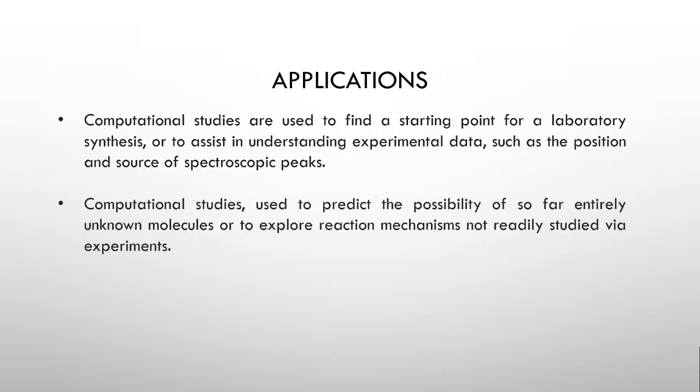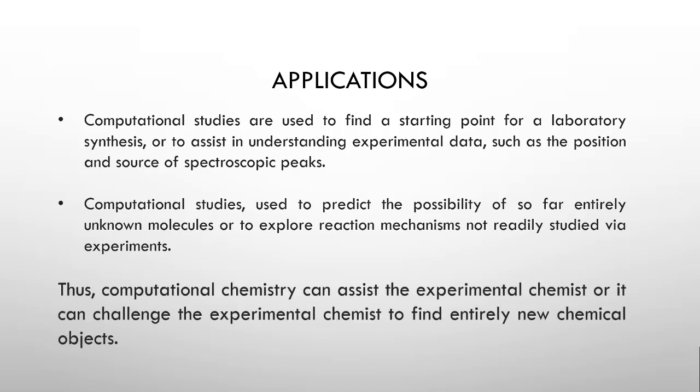Computational studies are used to predict the possibility of so far entirely unknown molecules or to explore reaction mechanisms not readily studied via experiments. So it also gives you a possibility to explore something that is not yet found. Thus, computational chemistry can assist the experimental chemist, or it can challenge the experimental chemist to find entirely new chemical objects. Here is a list of software used.